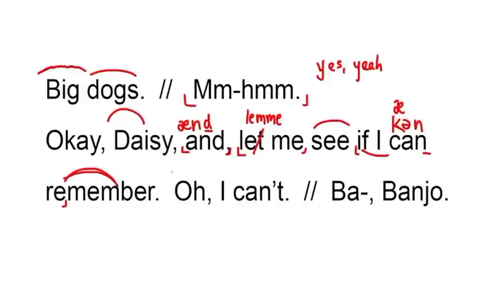I say, oh, I can't. A stop here at the end where we stop the air. Can't. An abrupt stop. The air stops in my nose because N is a nasal consonant. I can't. And I can't.